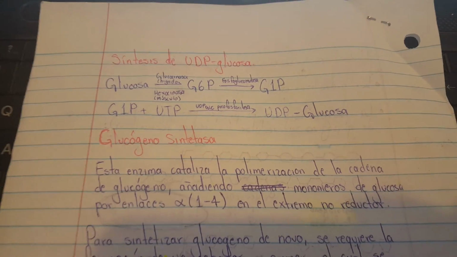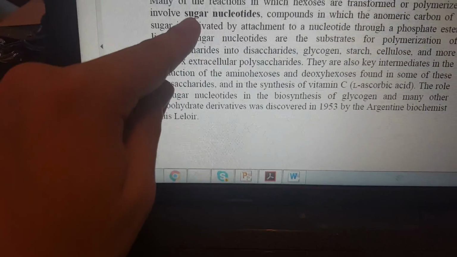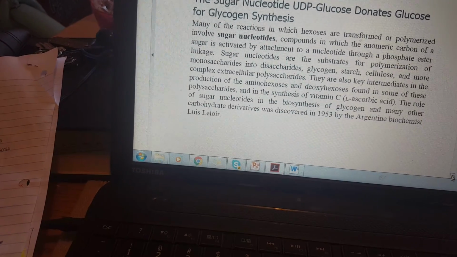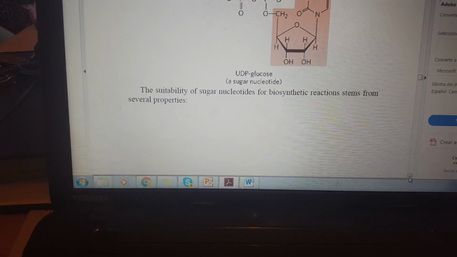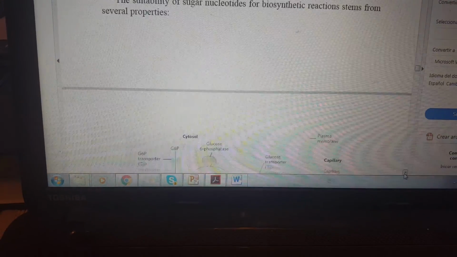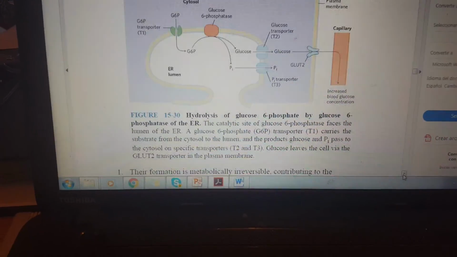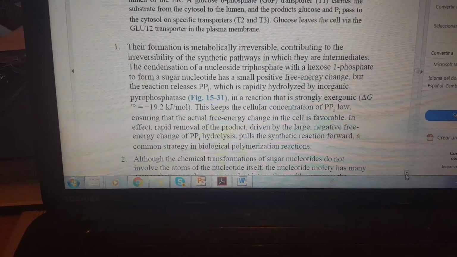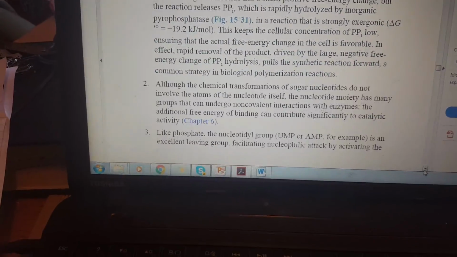Once we have that molecule, we have to use a nucleotide sugar, the UTP. Why do we do this? Look here, sugar nucleotides are going to activate that molecule, inducing nucleophilic attack on the molecule. So this UDP glucose molecule is going to be more susceptible to nucleophilic attack and to polymerization of the molecule.